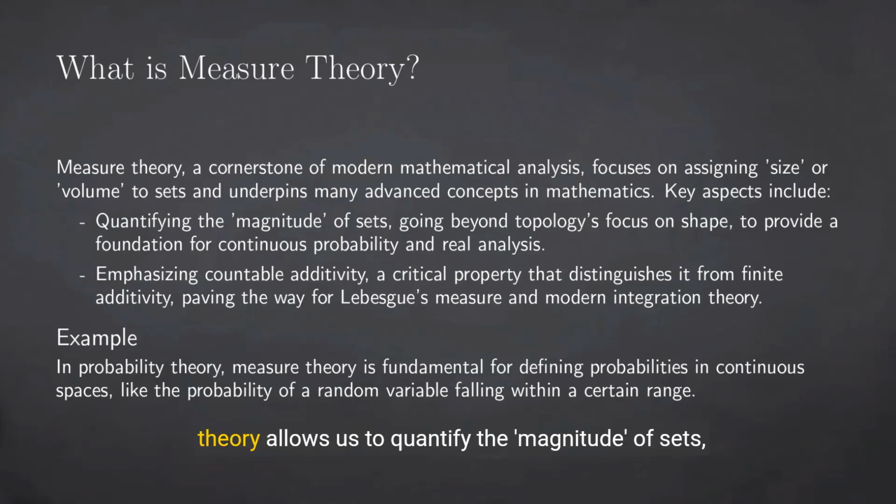First, measure theory allows us to quantify the magnitude of sets, which extends beyond the traditional focus on shape within topology. This quantification is foundational for the fields of continuous probability and real analysis. Another crucial aspect is the principle of countable additivity. This property is what distinguishes measure theory from mere finite additivity, and it lays the groundwork for Lebesgue's measure and modern integration theory. For example, in probability theory, measure theory is instrumental in defining probabilities in continuous spaces, such as calculating the probability that a random variable falls within a specific range.